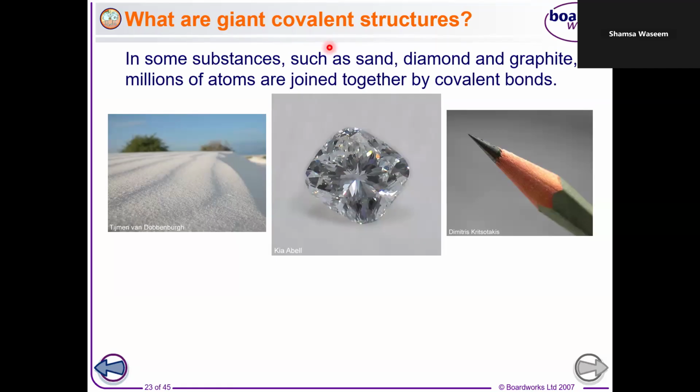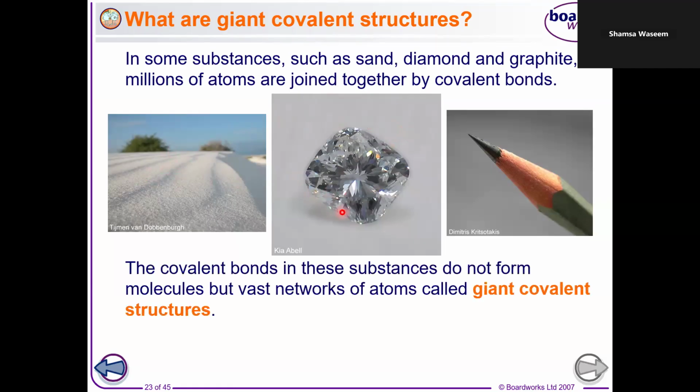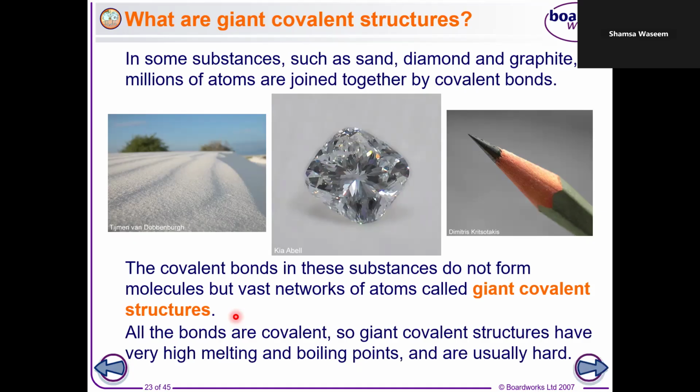So in some substances like sand, diamond, and graphite, there are going to be millions of atoms which are joined together by covalent bonds, right? Therefore, they are known as giant covalent structures. These covalent bonds do not form molecules, but they form a vast network of atoms, which are known as giant covalent structures. So, what are giant covalent structures? They are millions of atoms which are joined by many strong covalent bonds, right? So basically, there are many atoms, therefore they're known as giant covalent structures.